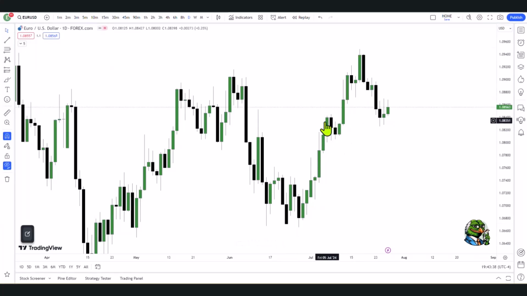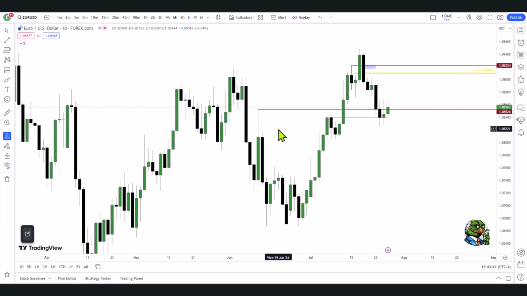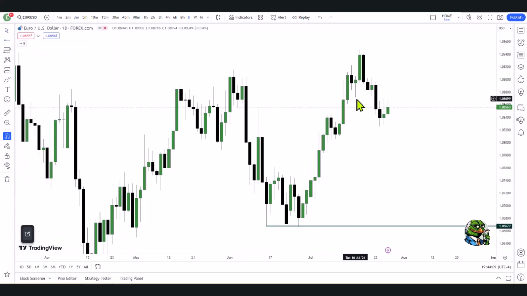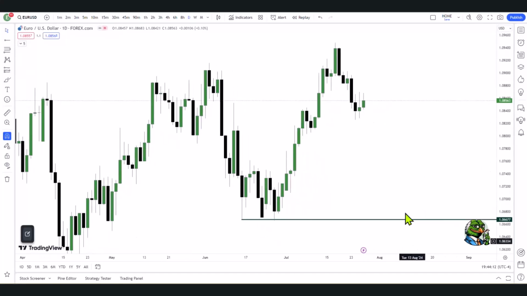Do I have any lines on here? I do. Let me just delete them. Let me check if that is a low here. What's the low here? This is 106.677. This is 106.661. So that low has taken out that low. Look how equal these lows are. Very, very clean lows there. That would be the draw on liquidity. To me, that's where we are headed.